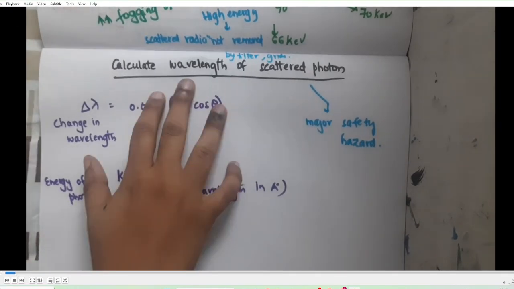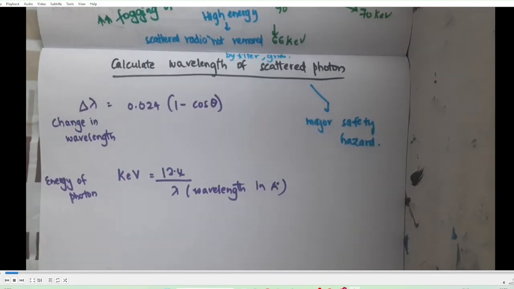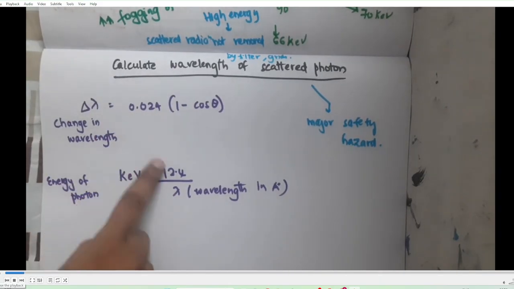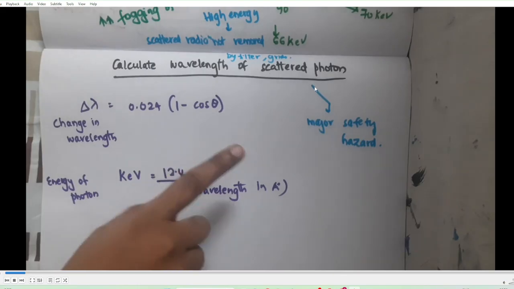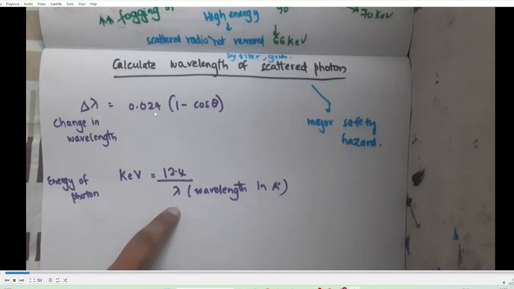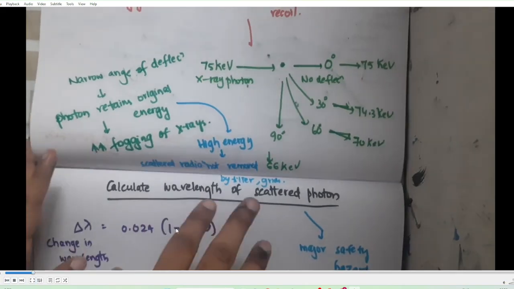So that is one thing. Next, regarding the wavelength of the scattered photon, with lower energy radiation, fewer photons scatter forward and more photons scatter backward. We can calculate the change in wavelength of the scattered photon using the formula: change in wavelength, delta lambda, is equal to 0.024 into 1 minus cos theta.